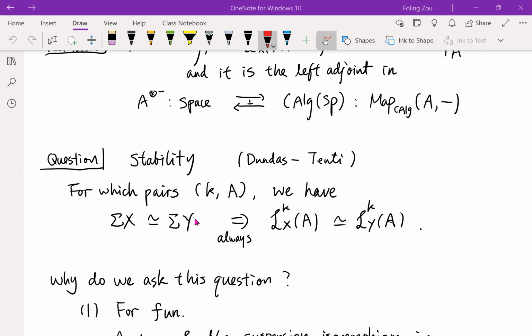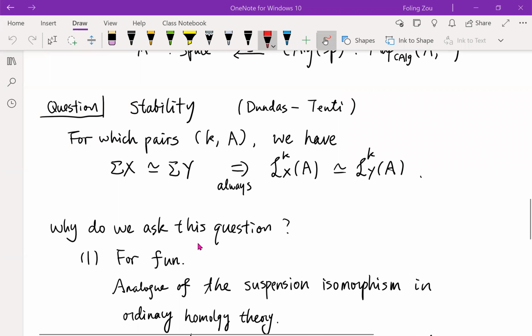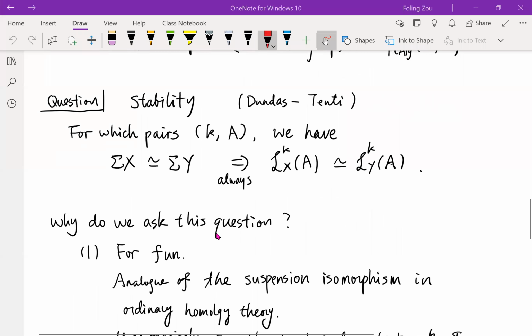Right. So one may ask, why do we ask this question? Do we expect this to be true? The answer is no, we don't expect this to be true in general. And then here comes the question, why do we ask it?